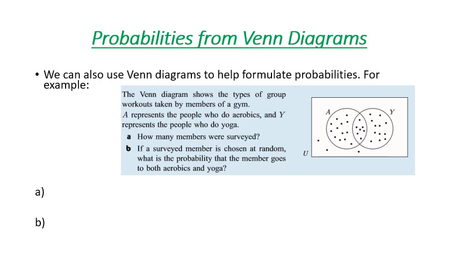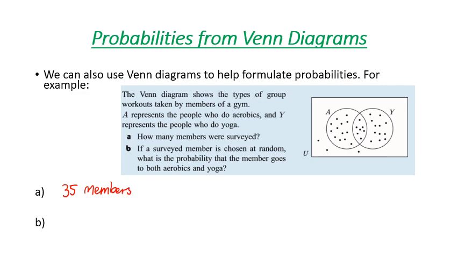Okay, so every little dot on this Venn diagram represents a person who was surveyed. So we've got 1, 2, 3, 5, 6, 7, 8, 9, 10, 11, 12, 13, 14, 15, 16, 17, 18, 19, 20, 21, 22, 23, 26, 27, 28, 29, 30, 31, 32, 33, 34, 35. So there were 35 members surveyed, because there are 35 dots.